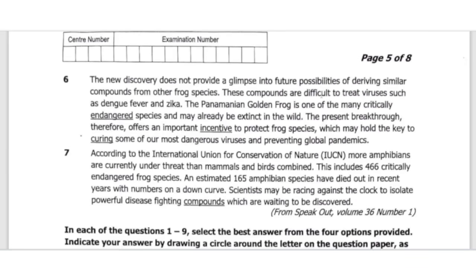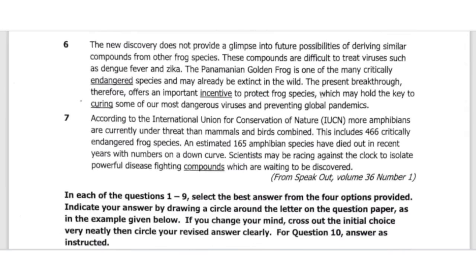Okay, we go to paragraph 6. The new rediscovery does provide a glimpse into future possibility of deriving similar compounds from other frog species. These compounds are difficult to treat viruses such as dengue fever and Zika. The Panamanian golden frog is one of the many critically endangered species and may already be extinct in the wild.